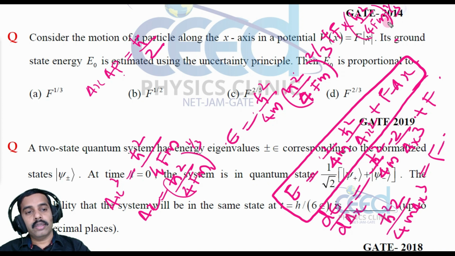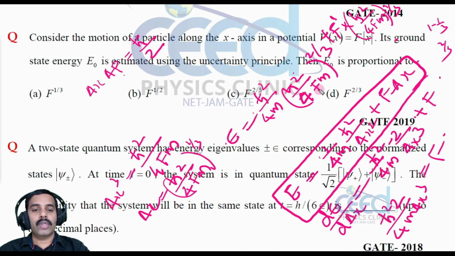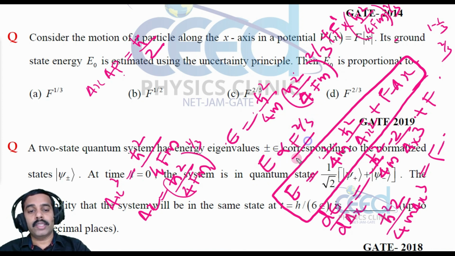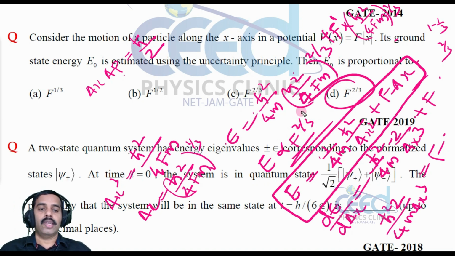1/3, right? Okay, so here we have 1, here we have f raised to 1, here we have f raised to 1/3. So 1 minus 1/3, that is 2/3, and here also we have f raised to 2/3, right? The denominator will go up, so f raised to 2/3. So this energy is proportional to f raised to 2/3, right? So option D is correct, right?